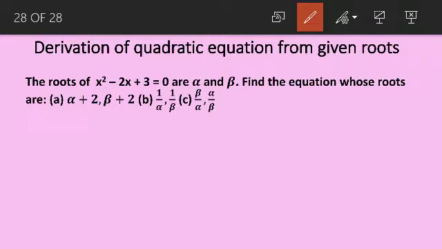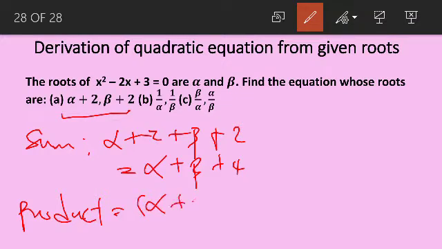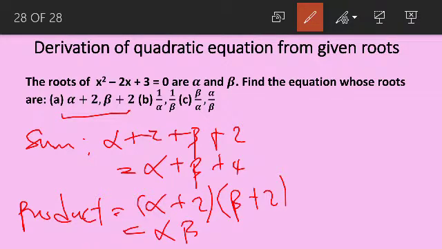Let's start with a. If we are to find the sum of the roots, we are going to get alpha plus 2 plus beta plus 2, and that is going to give us alpha plus beta plus 4. If we are going to find the product, it is going to be alpha plus 2 times beta plus 2, and that's going to give us alpha beta plus 2 into alpha plus beta, then plus 4. But that does not yet translate to the equation.